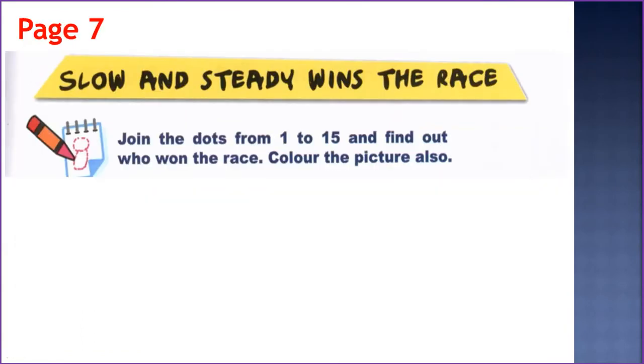Now come to the next page. Page number 7, slow and steady wins the race. Yes, it's a very famous story about the tortoise and the rabbit. Join the dots from 1 to 15 and find out who won the race. Color the picture also. Read this question.